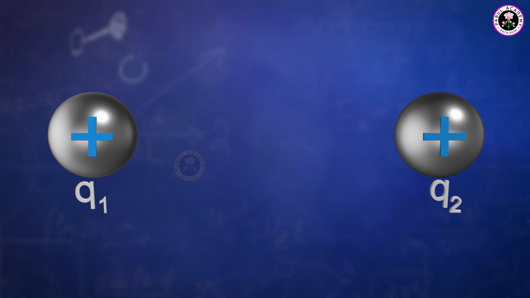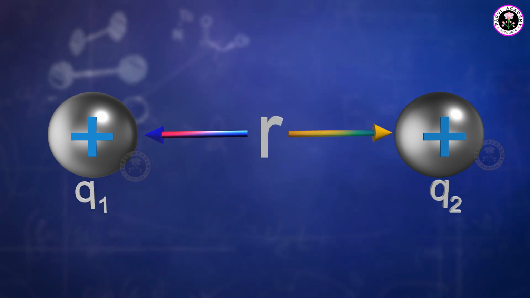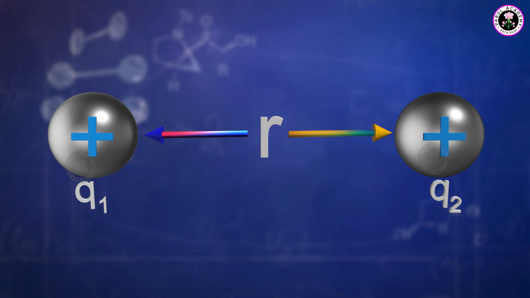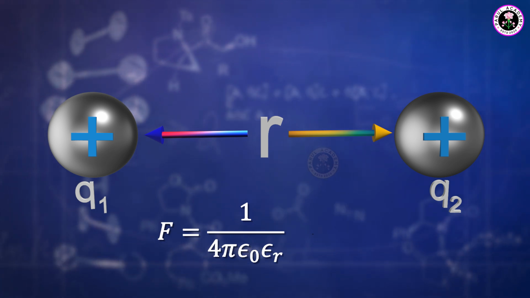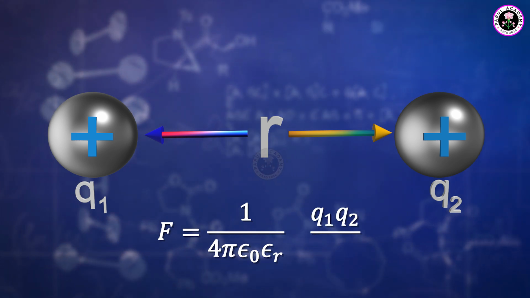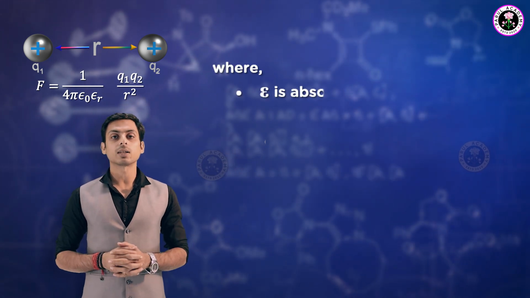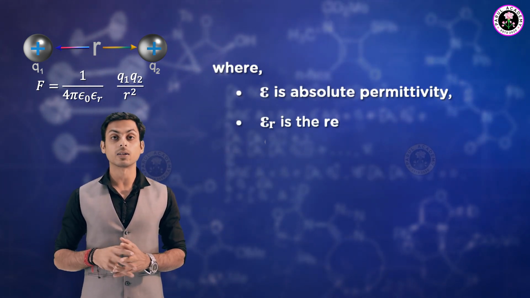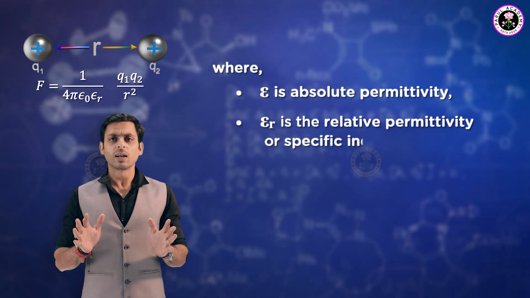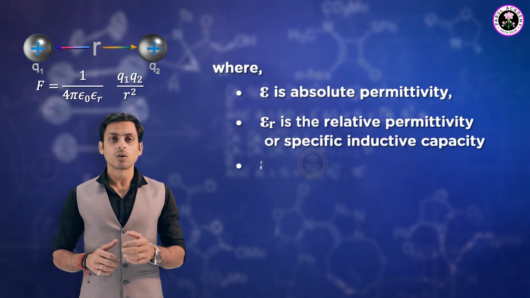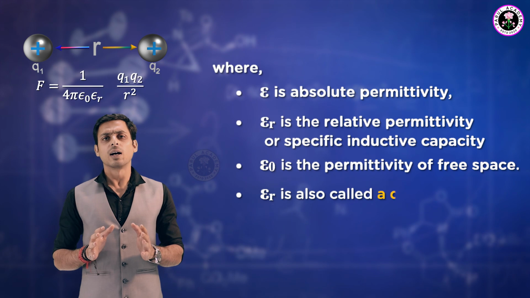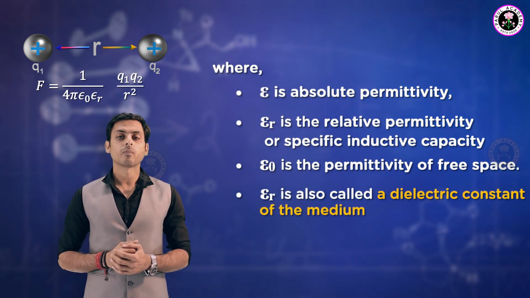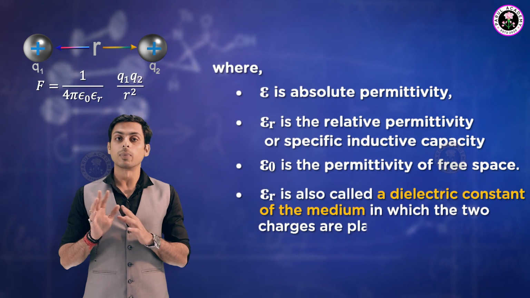When two charges Q1 and Q2 are placed at a distance r apart, then the electrostatic force between the two charges is 1 by 4 pi epsilon naught into epsilon r into Q1 Q2 divided by r square, where epsilon is the absolute permittivity, epsilon r is the relative permittivity or specific inductive capacity, and epsilon naught is the permittivity of free space. Epsilon r is also called the dielectric constant of the medium in which the two charges are placed.